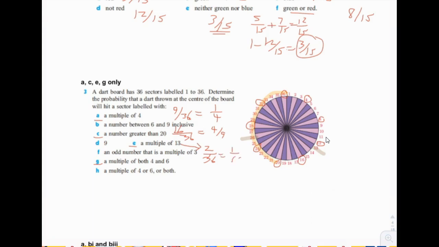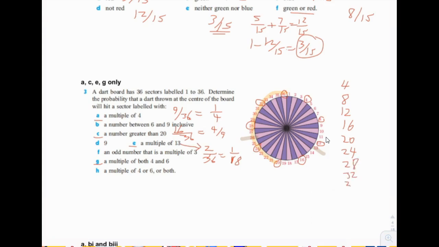Okay. All right, G, a multiple of both 4 and 6. A multiple of both 4 and 6. Okay, so first I think we're going to have to list multiples of 4 and 6. We'd say there's 4, there's 8, there's 12, there's 16, there's 20, there's 24, there's 28, and there's 32, and there's 36.